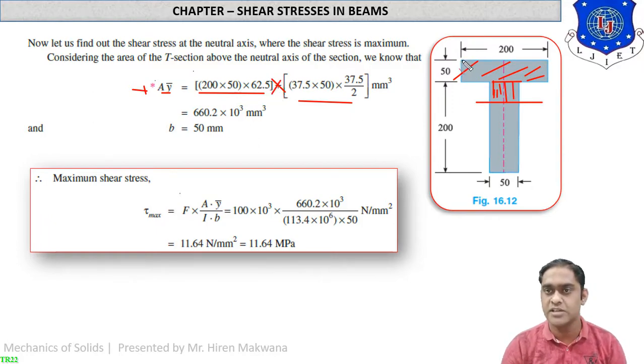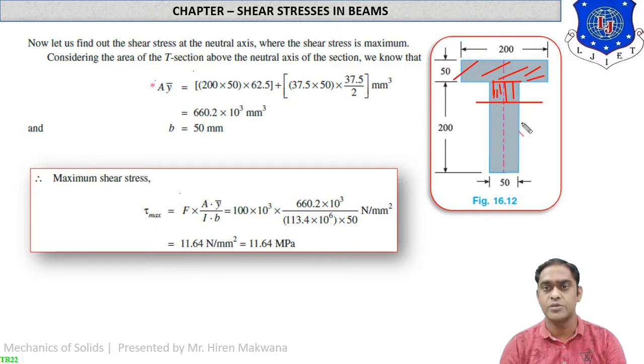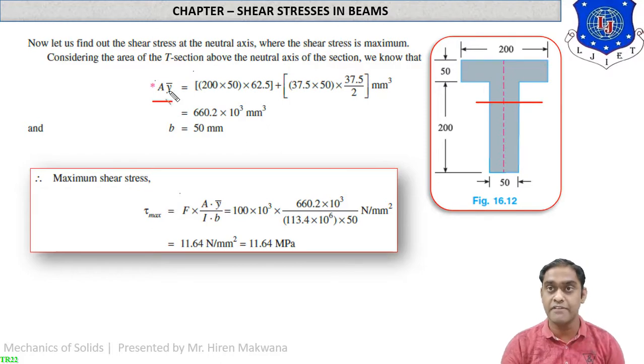Now what is the area? The first rectangle is 200 into 50, which is written in the bracket. Now what is the second area? Sorry, it is actually my mistake. Again repeating, what is actually A1, Y1, A2, Y2? Here we have to find the A y bar. In the case of A y bar, this is the center of gravity layer. This is part number 1, while this is part number 2.